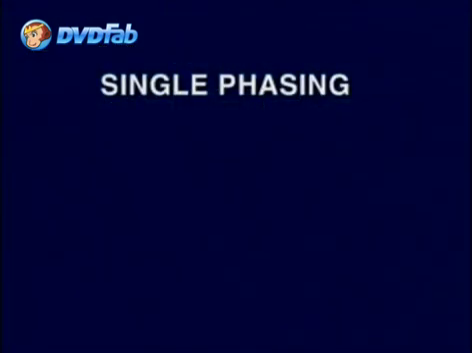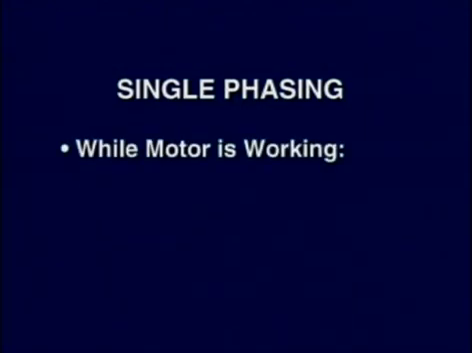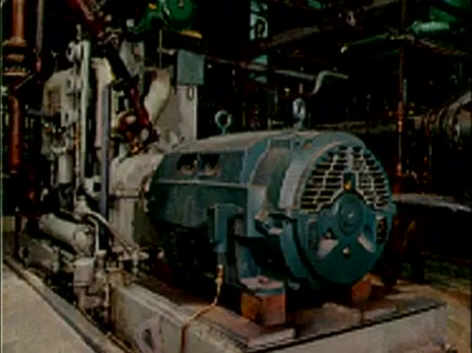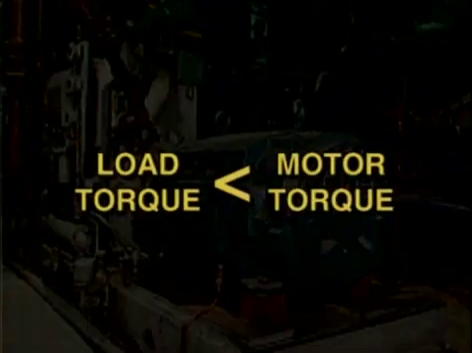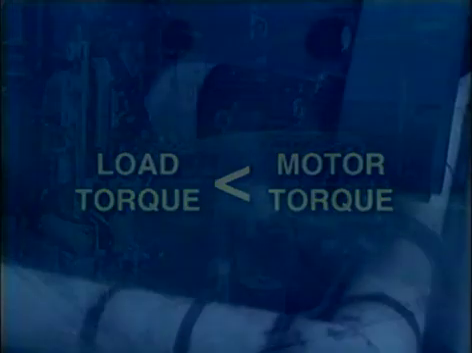We know that single phasing occurs when one of the phases is lost due to a blown fuse or tripped breaker or an open switch or contact. If a single phasing problem occurs while the motor is running, an increase in slip will occur, or in other words, there will be a decrease in RPMs at full load. The motor will continue to run as long as the torque requirements of the load are not greater than the motor torque. This condition increases heat and vibration, which will cause severe damage to the motor if not disconnected promptly.